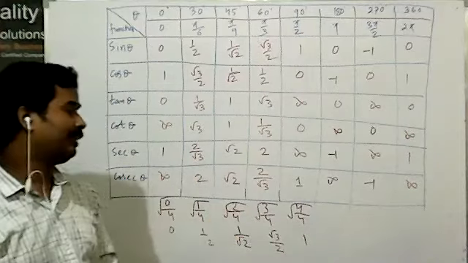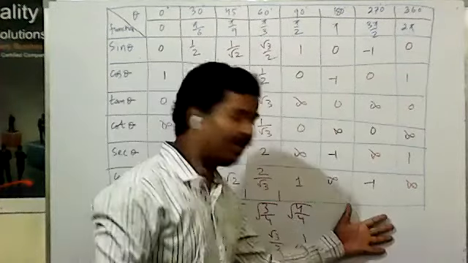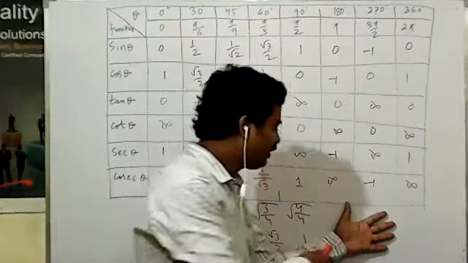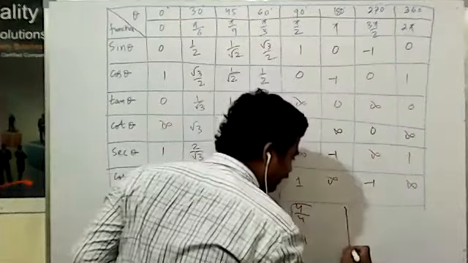Another method is the fingertip method, which means you use your fingertips. You have to hold your hand in that way. This fingertip means this is 90 degree, this is 0 degree, and this is 90 degree.